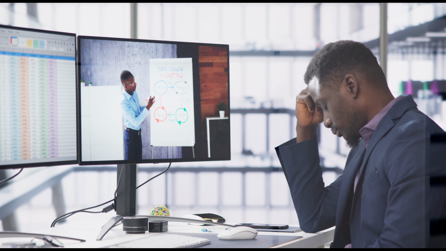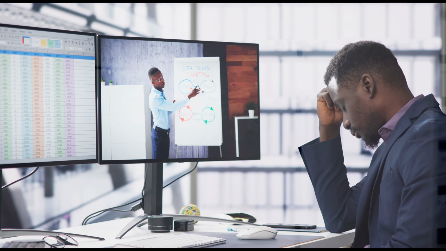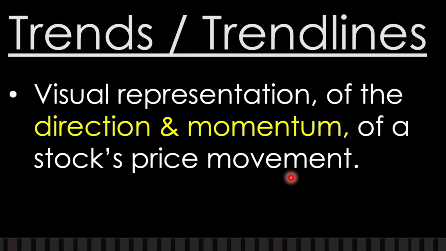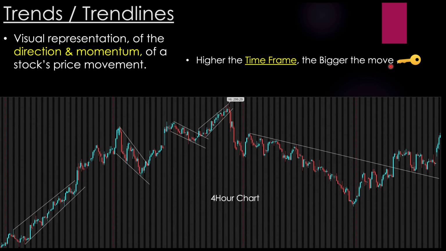Continue on. I hope you guys are still with me. We're almost finished, guys. We've got 10 more slides to get through, but these are really important. Trend lines and trends are a visual representation of the direction and momentum of a stock price movement. The higher the time frame, the bigger the move.